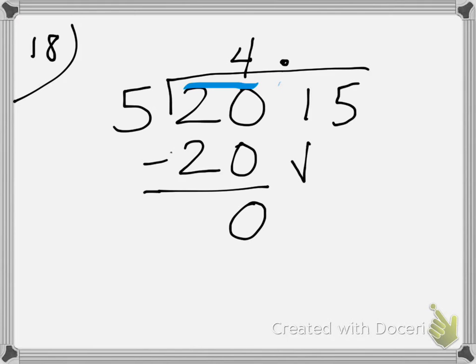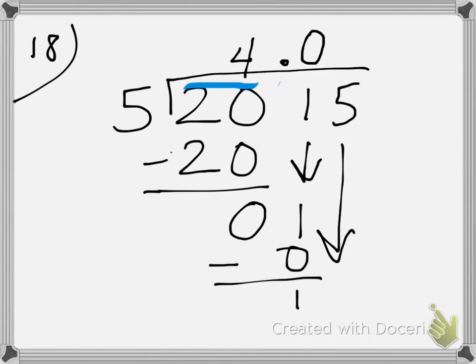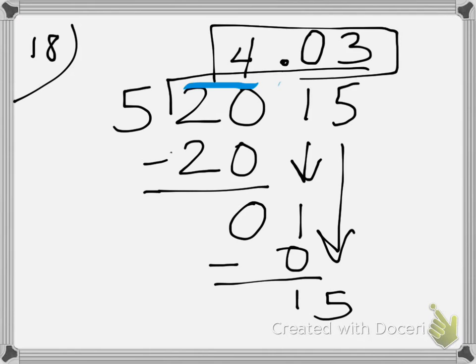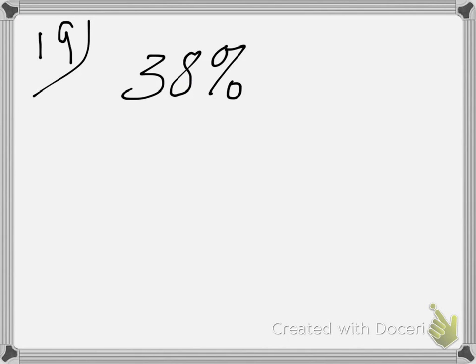Then we have to bring down the 1. 5 goes into 1 0 times. Since we brought something down, we still have to put something above it, even if it's a 0. So 0 times 5 is 0 and 1. Bring down the 5, and we can see 5 goes into 15 3 times. So our answer is going to be 4 and 300 since our decimal point just moved up. So 4 and 300.